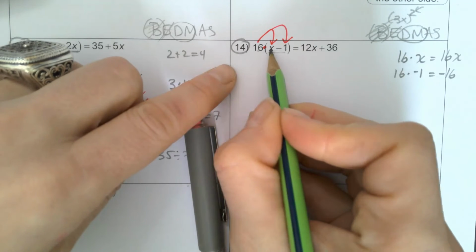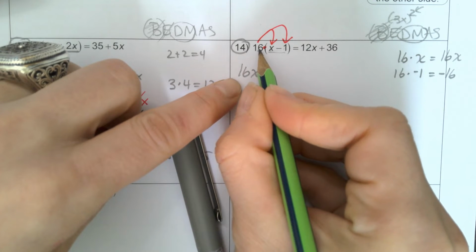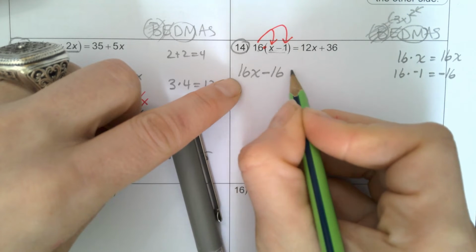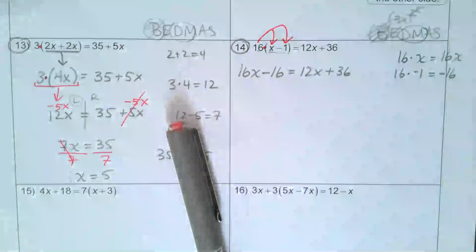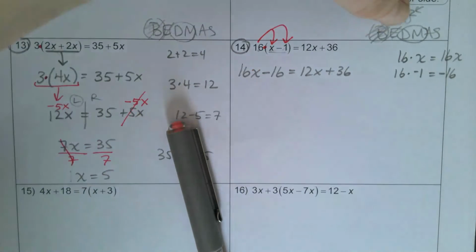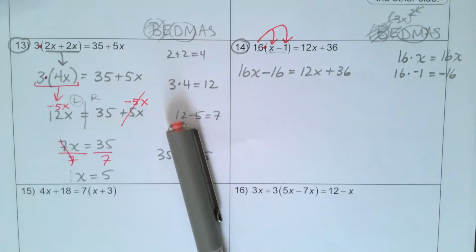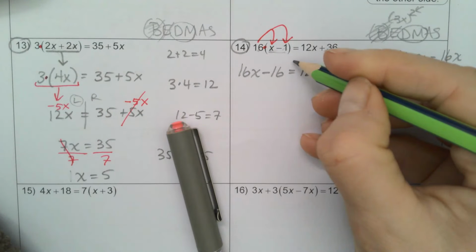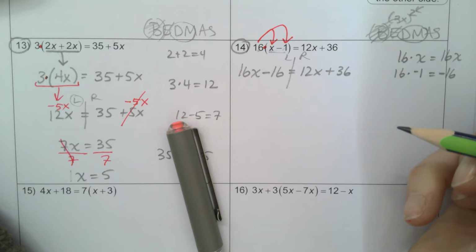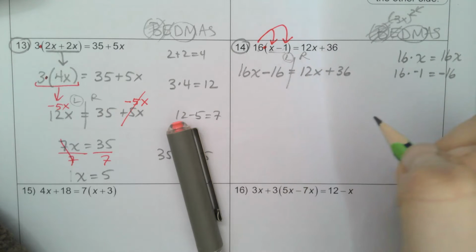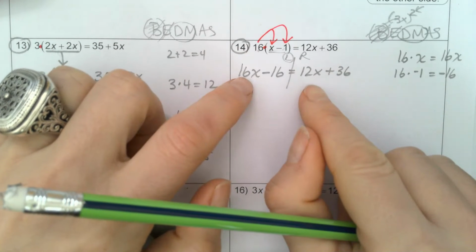So here, 16 times x is 16x. And this is negative 16. 16 times negative 1, so I lose 16. Oh, now it looks normal. Okay, so I used my BEDMAS rules to make it more simple. So it looks like a normal equation that I could start solving. So we cut it here at the equal sign to make the left and the right. And we want our letters on the left, our variables on the left. So I always start with my variables. So do I move the 16 or the 12?